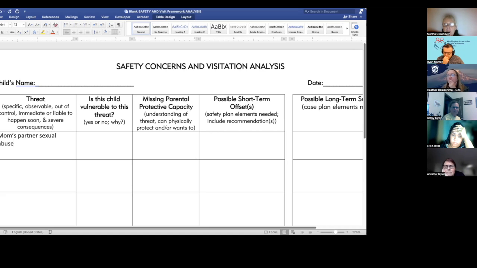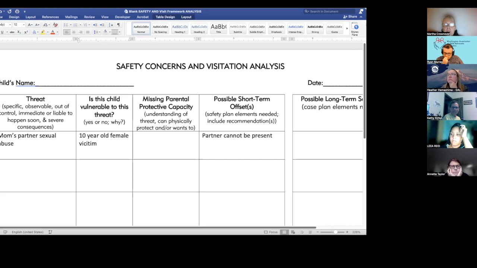Mom requested longer visits. Throughout the whole case, it's been very clear that the partner cannot be present at her visits, and mom and her partner have abided by that. The reason why it was monitored was to make sure that the partner did not show up during visits.